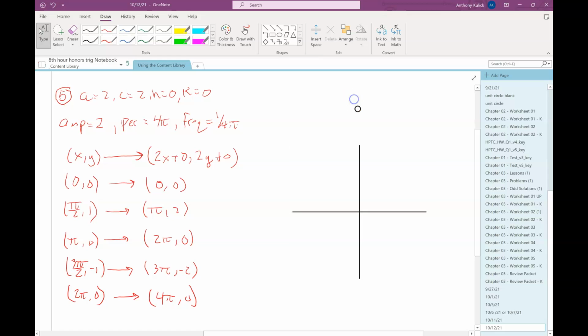Now, the directions here ask me to graph this over the interval from negative 4 pi to positive 4 pi, which is no big deal. Notice that my x coordinates here are just going up by pi, so I'm just going to have 1 pi, 2 pi, 3 pi, 4 pi. So I'll just do something like that. And then we'll plot: 0, 0, pi, 2, 2 pi, 0, 3 pi, negative 2, 4 pi, 0. And then we'll just repeat the pattern in the opposite direction.